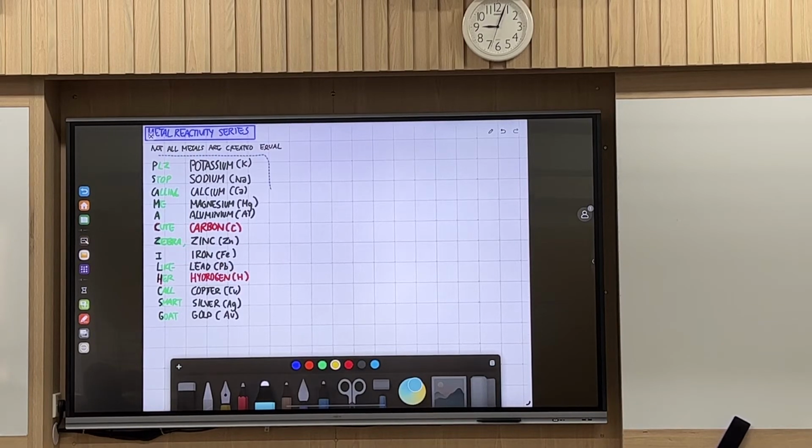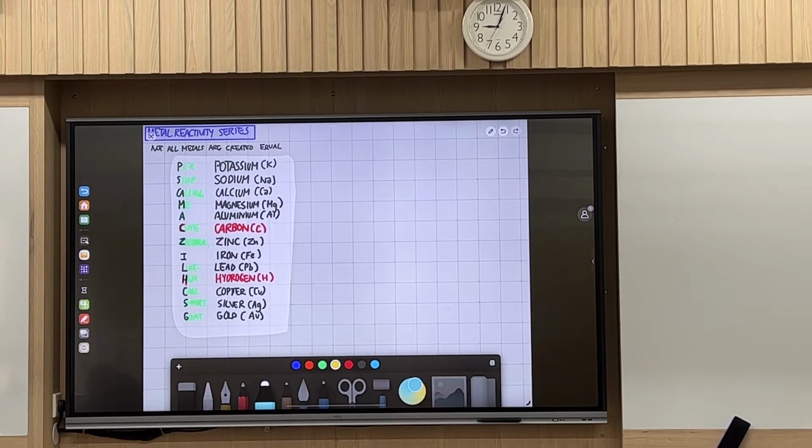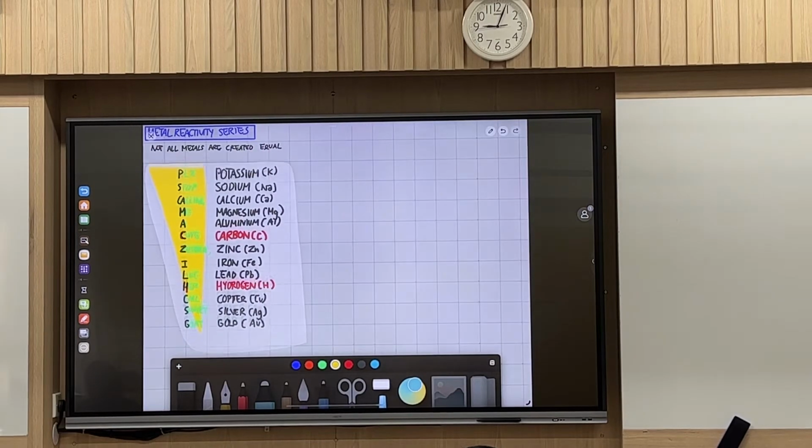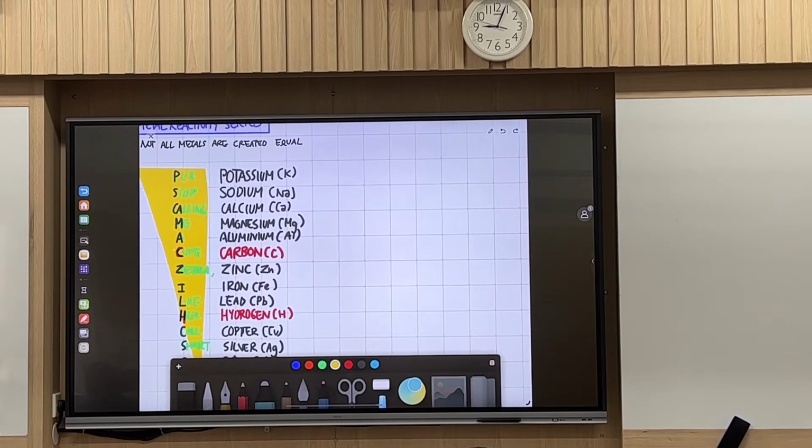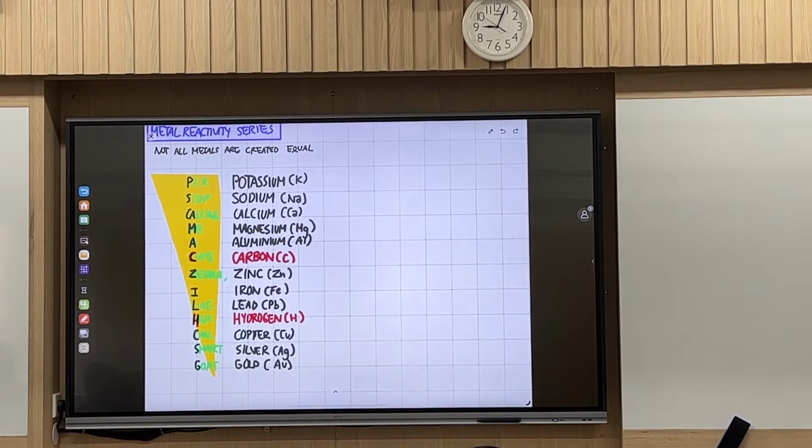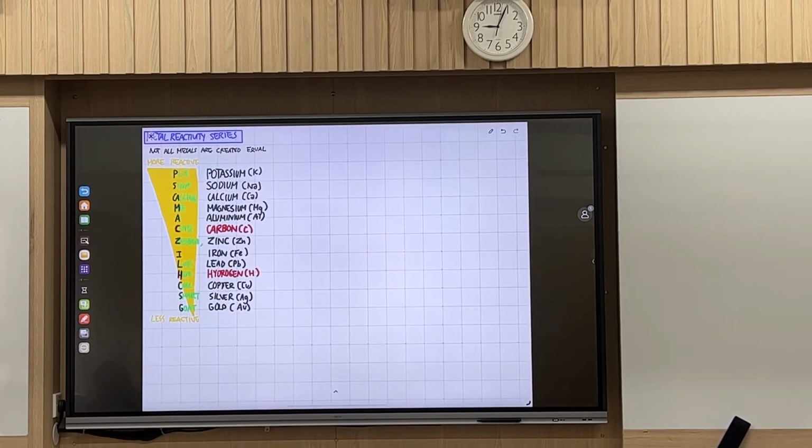So these are the order of metal reactivity, and you need to memorize it one way or the other. Like I said, if you find this method very silly, tell me if you have a better way. You have the most reactive metal on top, the least reactive metal at the bottom. That's what I mean by not all metals are created equal. So we'll first look at how metals are extracted, by looking at ores.